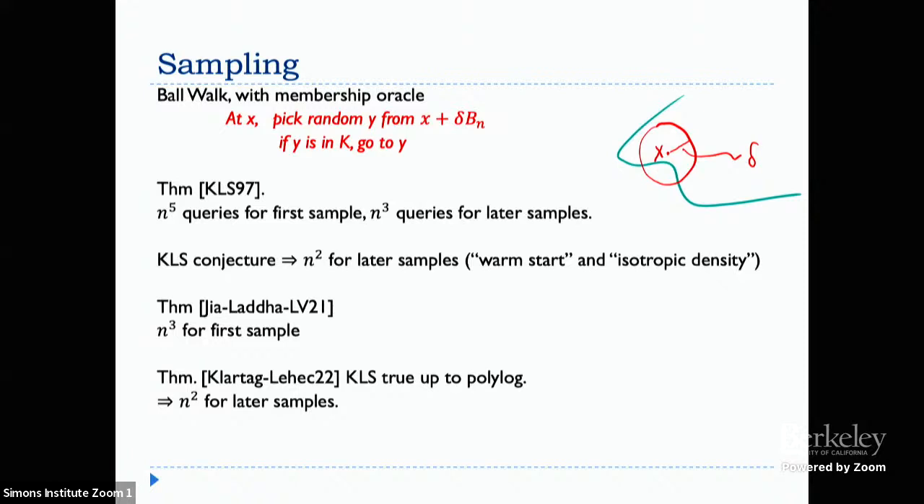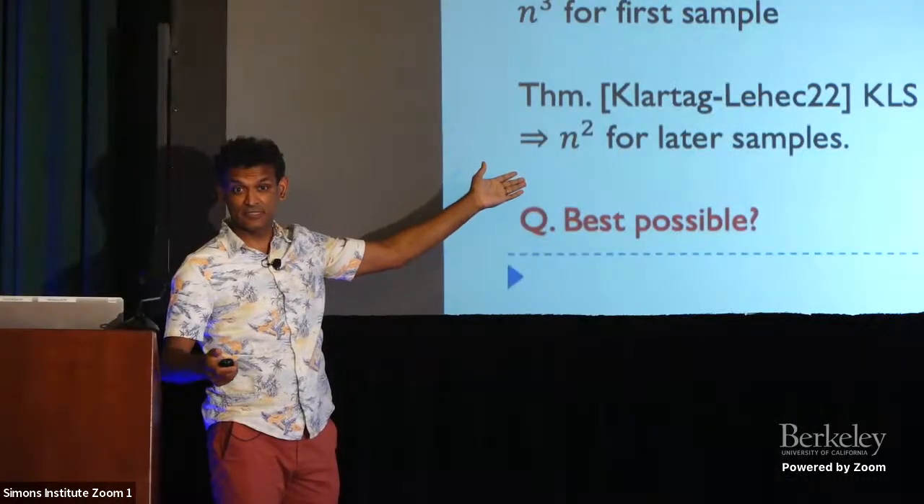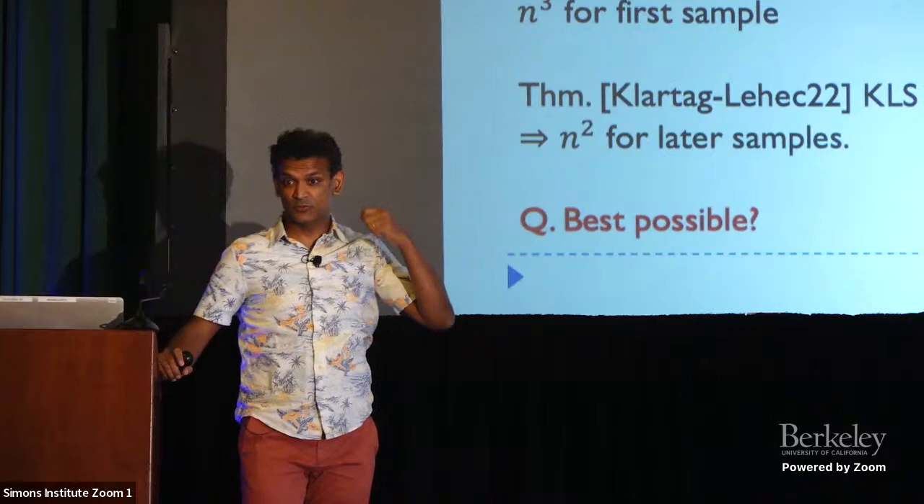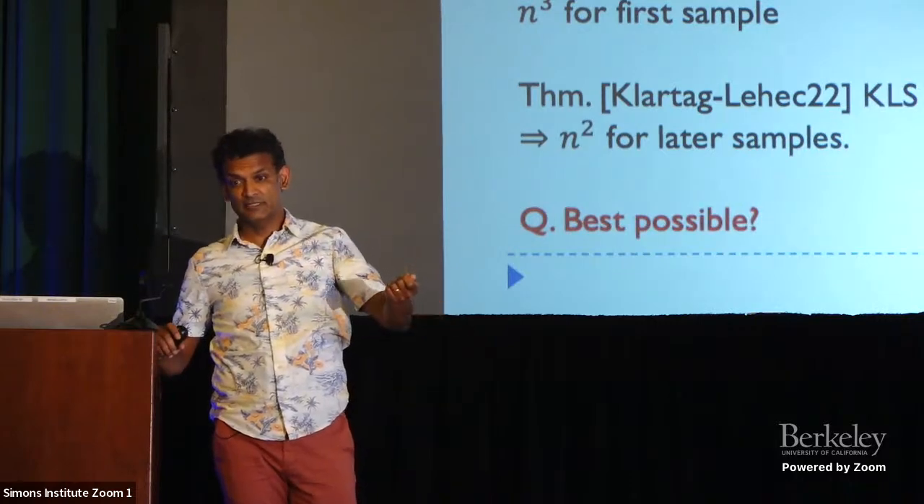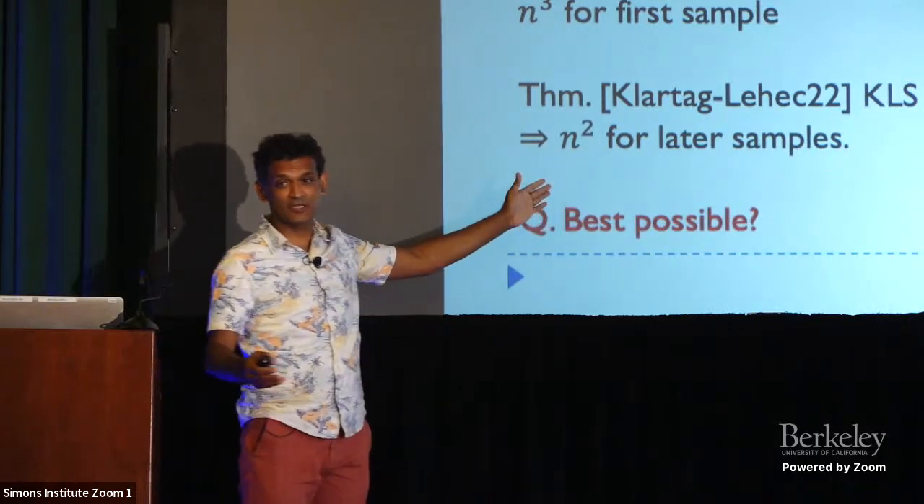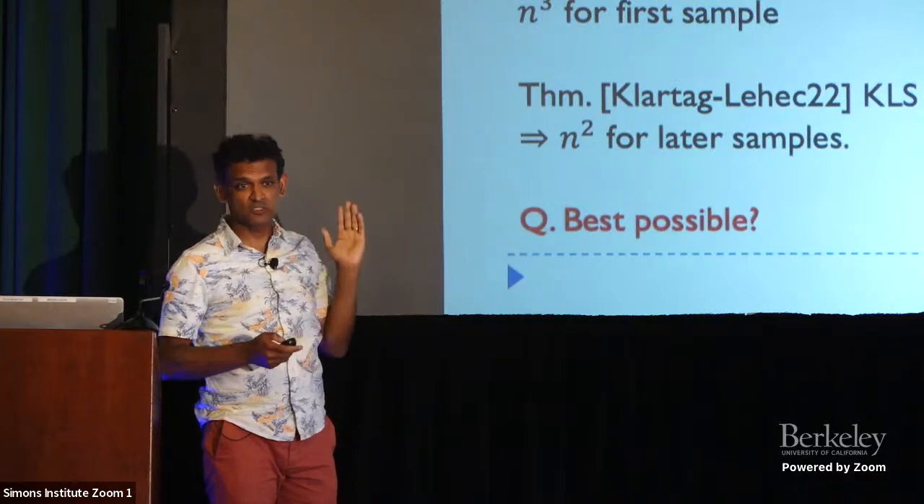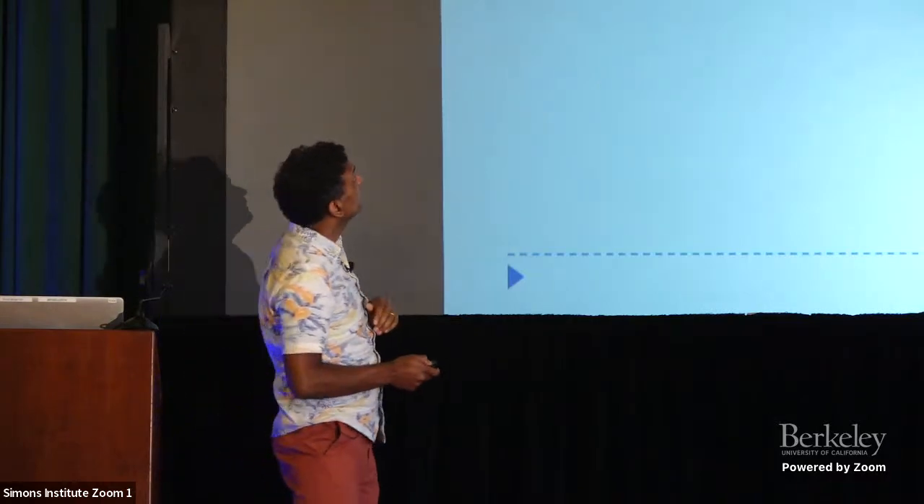Okay, the words KLS will keep coming up, but that's the thing. Now, question: is this the best possible? Not for this algorithm, but in general. Again, we're in an oracle model because we're asking membership queries. Is n squared the best possible for sampling? Let's say it's open.